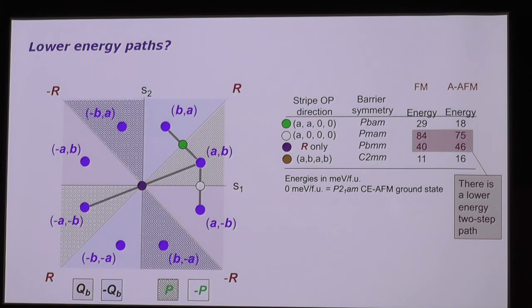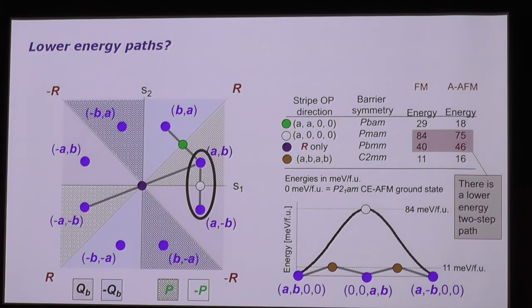In particular, for these two paths here that have that high barrier, we can construct a lower energy two-step path. What I mean by that is, for example, for this path, instead of going directly from one domain to the other, we could instead go to the domain in the orthorhombic twin through this low energy barrier and then go back via this two-step path. And so what that means is that this high energy path here is unstable to splitting into these two lower energy paths.